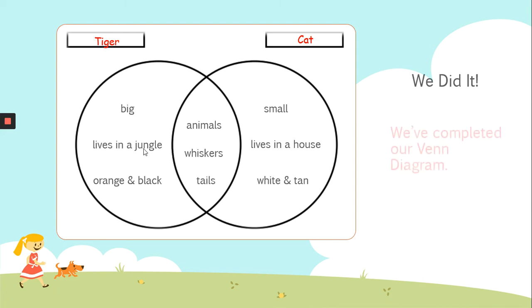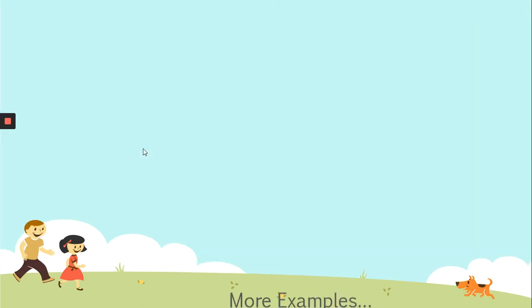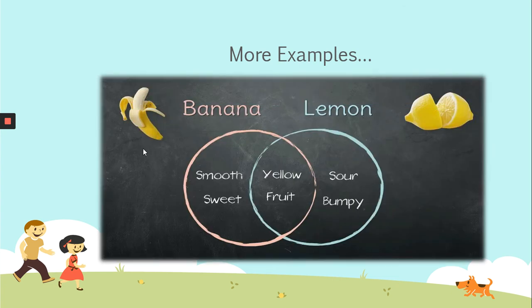We did it. We've completed our Venn diagram. We were able to tell what was different between a cat and a tiger and also what was similar. You guys are amazing. Here are more examples of Venn diagrams.